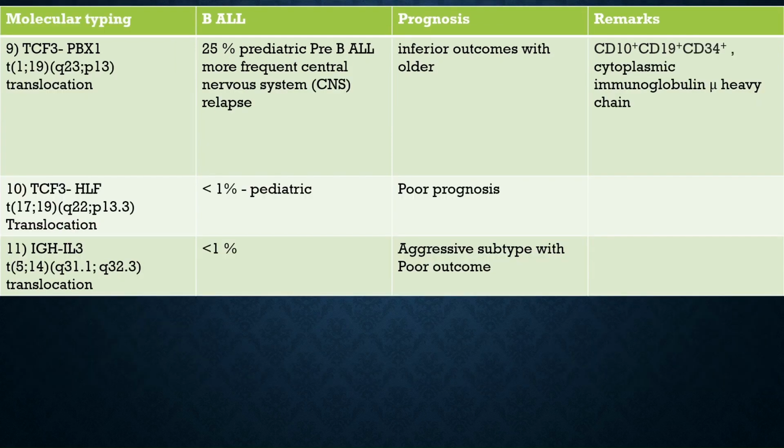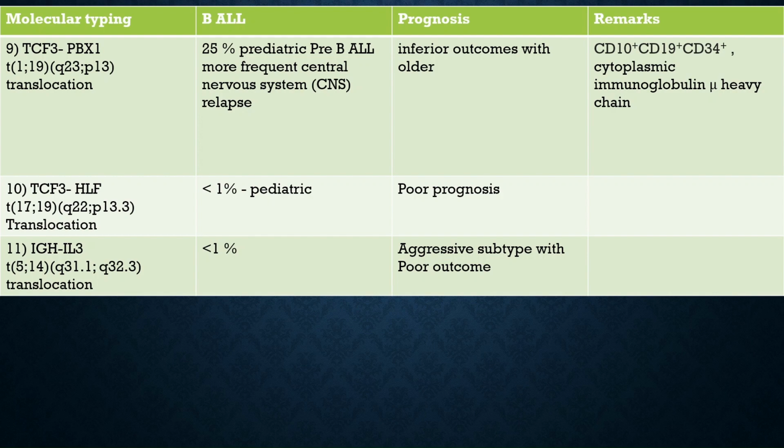The ninth is TCF3-PBX1. It is a translocation 1;19. It is seen in 25% of pediatric pre-BALL. More frequent central nervous system relapses are observed with this molecular typing. The prognosis is inferior. In immunophenotype, CD10, CD19, CD34 positivity is seen.